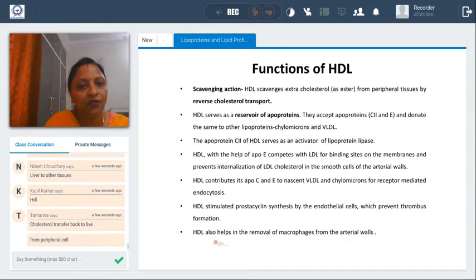Please remember the functions of HDL. HDL also helps in the removal of macrophages from arterial walls. So HDL is very important for our body.